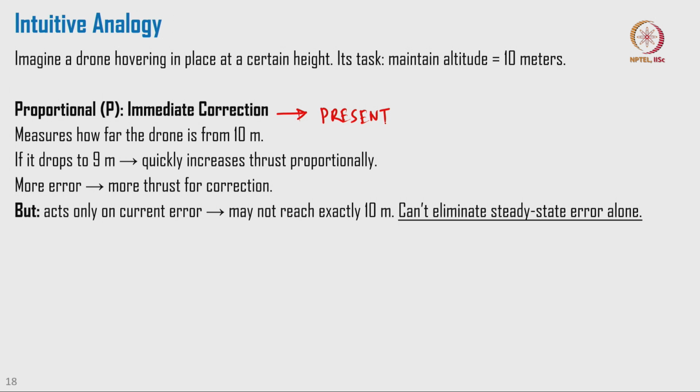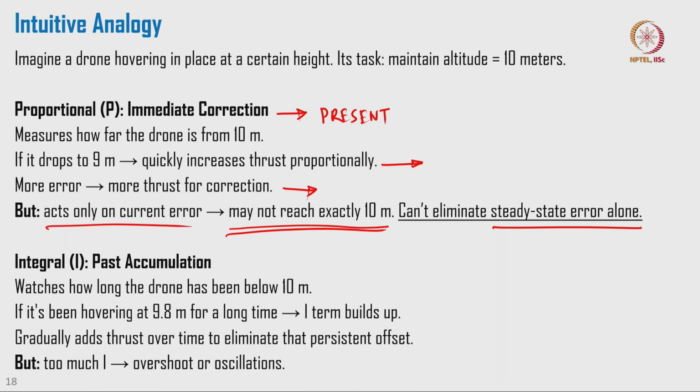It measures how far the drone is from 10 meters. If the drone drops to 9 meters, the proportional controller will quickly increase the thrust and try to maintain the height. More error will provide more thrust, but it acts only on current error and may not reach exactly 10 meters. There might be some problem of overshoot. So, there will be some problem of steady state error when it can't reach exactly 10 meters.